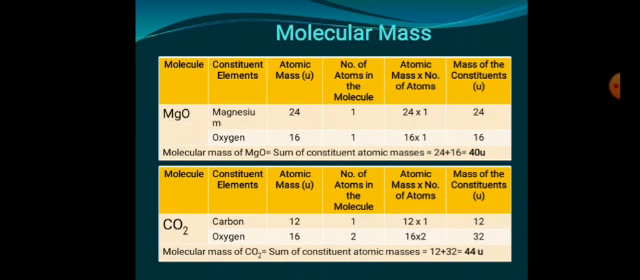Now write down today's homework. Calculate molecular mass of following compounds. First one, sodium sulfate. Write down the molecular formula of sodium sulfate: Na2SO4. Second compound, aluminium phosphate: AlPO4.